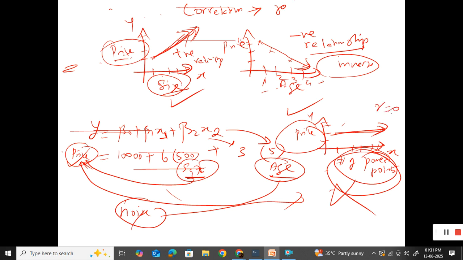For this correlation, we use a notation called R. The value of R ranges between -1 and +1. Ideally, the closer the value of R is to 1, the stronger the relationship is.